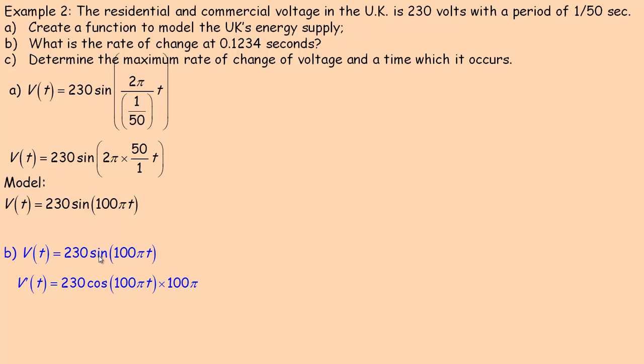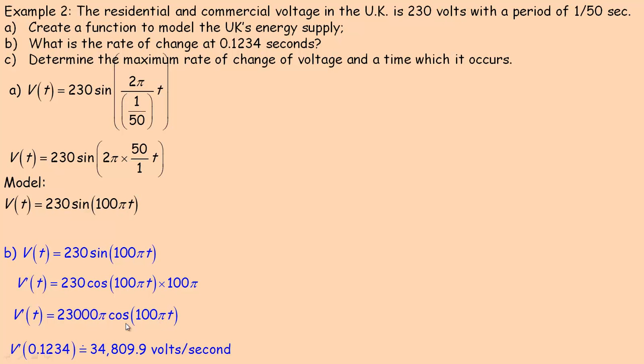So the derivative of a sine function is a cos function. So we go cos 100 pi t, and then multiply that by the derivative of the 100 pi t. 100 pi is the coefficient of the t, so that's the derivative. And then, to simplify it, we'd multiply the 100 pi by the 230. So 230 times 100 would be 23,000. And don't forget the pi here. And then cos 100 pi t.